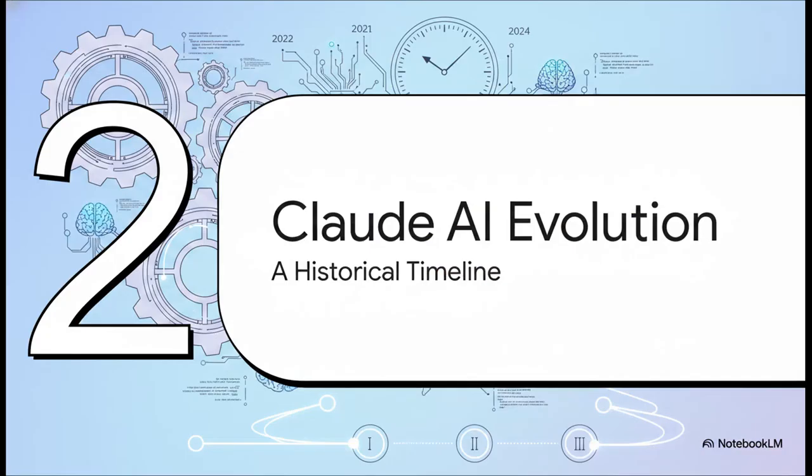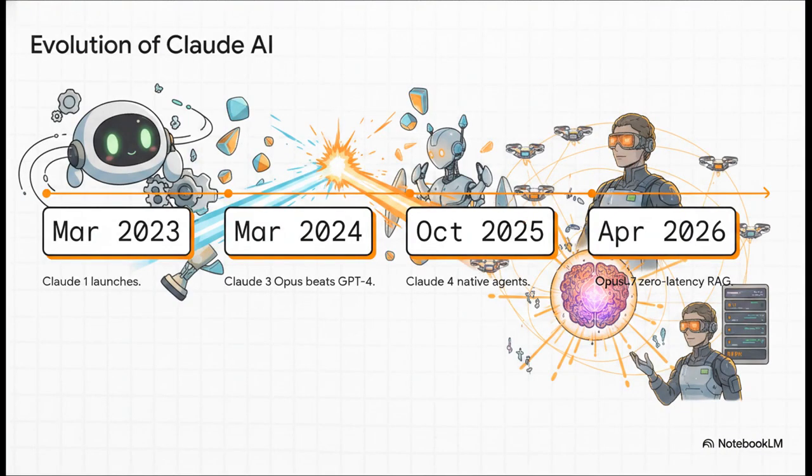Moving on to Section 2, the evolution of Claude AI. So Anthropic didn't just wake up one day and stumble into a fix for this. They've been meticulously engineering this over the last 3 years. I mean, think back to March 2023. We started with pretty basic conversational chatbots with Claude 1. Then we hit a massive turning point in March 2024, when Claude 3 Opus actually beat GPT-4. Fast forward to October 2025, and Claude 4 introduced native agentic control.